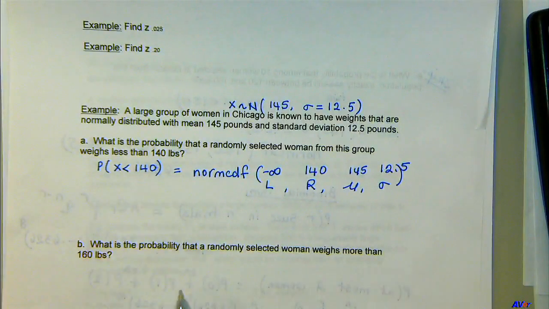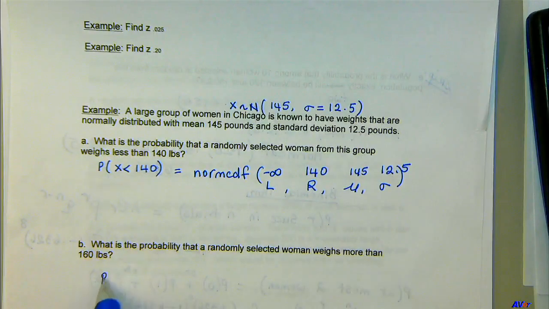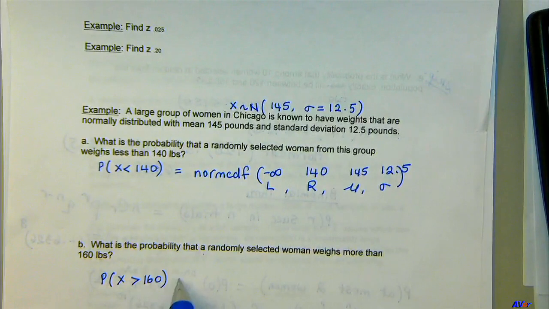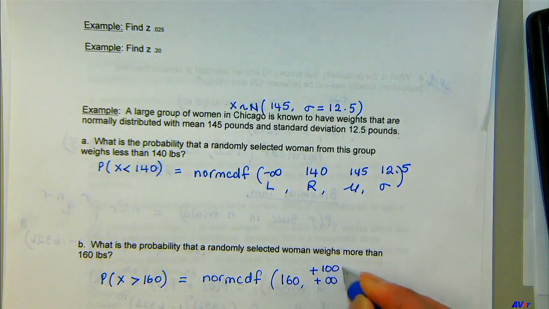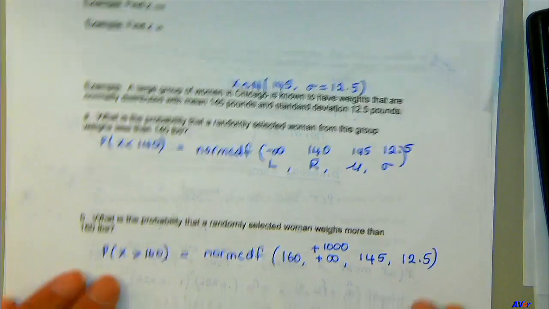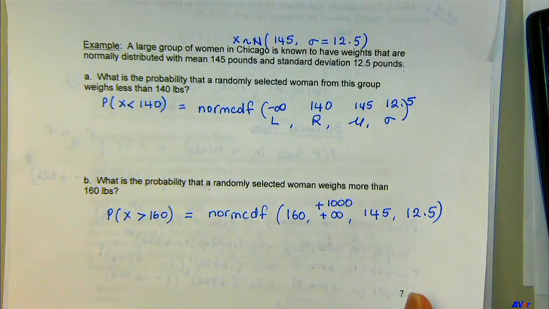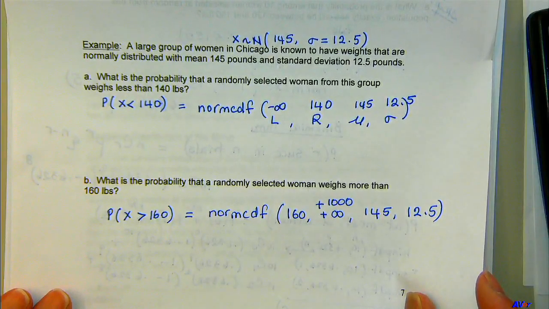Next one. What is the probability that a randomly selected woman weighs more than 160 pounds? Probability X greater than 160. So this time, norm CDF. What do you say? Left endpoint what? 160. Right endpoint positive infinity. So any big number, 1,000 would be okay. Mu, 145. Sigma, 12.5. Next one. This is kind of the speed you'll have to be working on at your exam anyway.